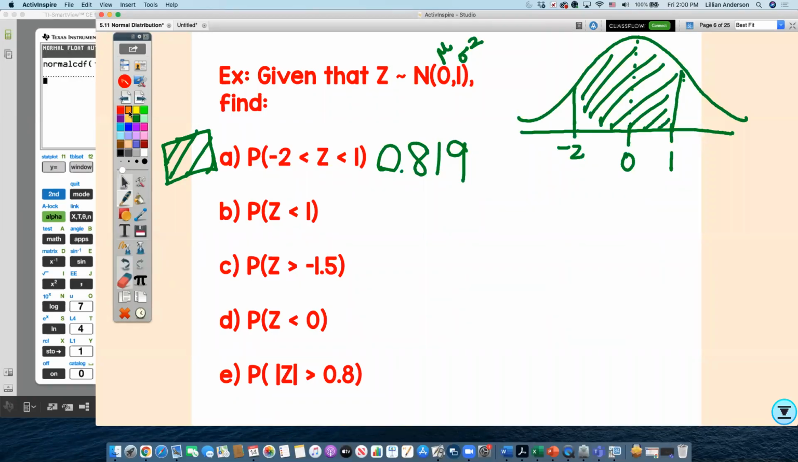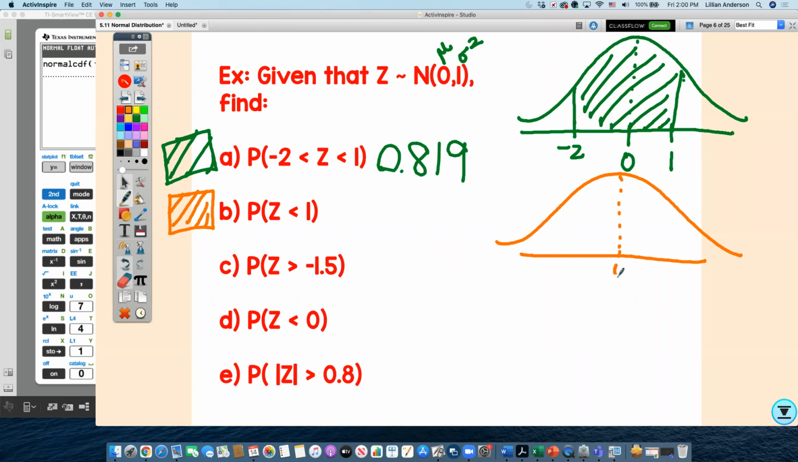Now let's look at B. B, which I'm going to do in orange, says the probability that Z is less than 1. So when I look at my normal distribution curve, where my mean, which is in the middle, is 0, it says that Z has to be less than 1. Well, 1 is to the right of the mean, and less than, does that mean I'm going to shade to the left, or am I going to shade to the right to represent less than? To the left.